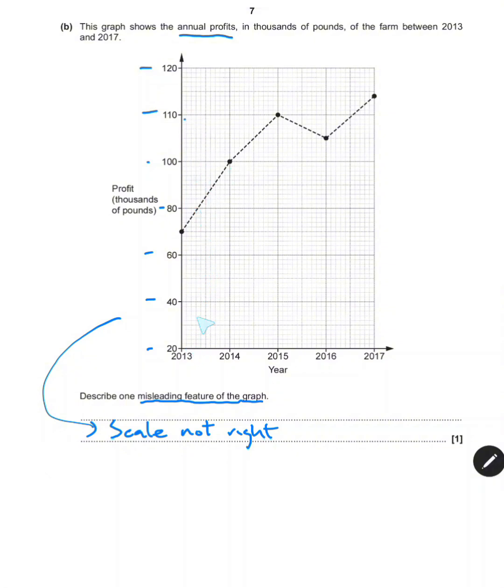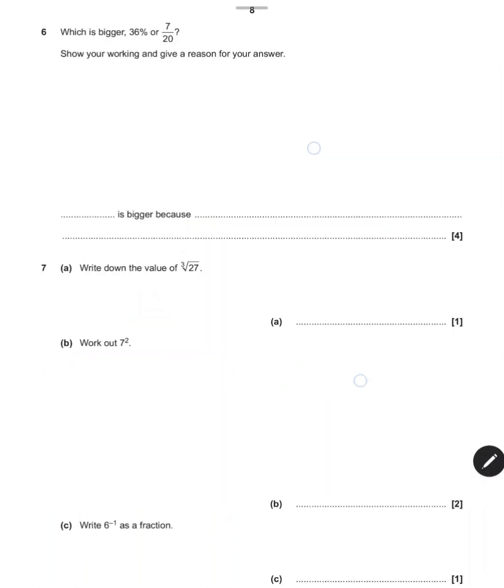You could even get away with saying scale goes up in 20s, then 10s. Question 6, we've got to show which is bigger, 36% or 7/20. Well, we need to compare these with each other. And if you're going to compare fractions, decimals and percentages, you want to choose one or the other.